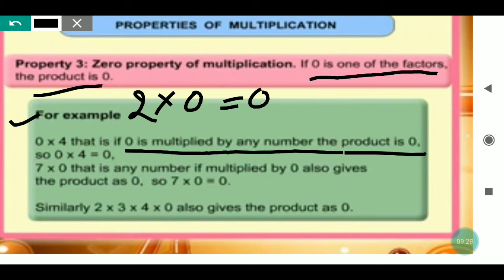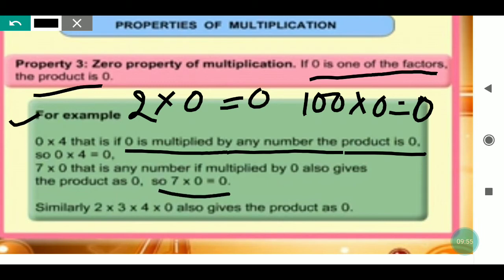In the same way, if 100 into 0 also you will do, then you will get 0. Okay. Nothing is going to change. It is not like that it is 100, it is 2 digits or 3 digits, the numbers are changing, then the product will change. No, if any number is multiplied with 0, you will get the product as 0. Keep this in your mind. Like 4 into 0 is 0 only. 7 into 0 is 0 only.